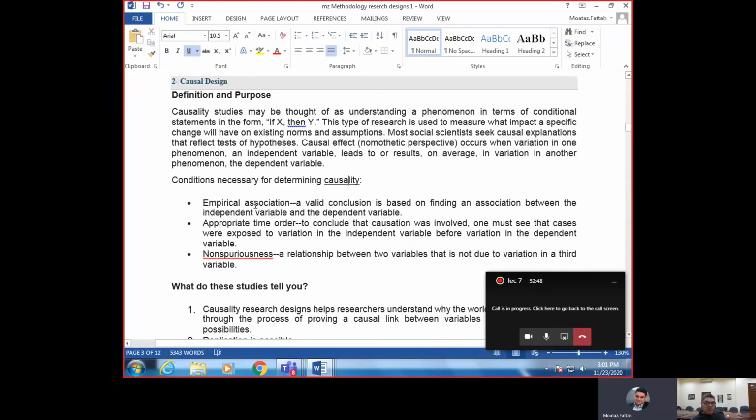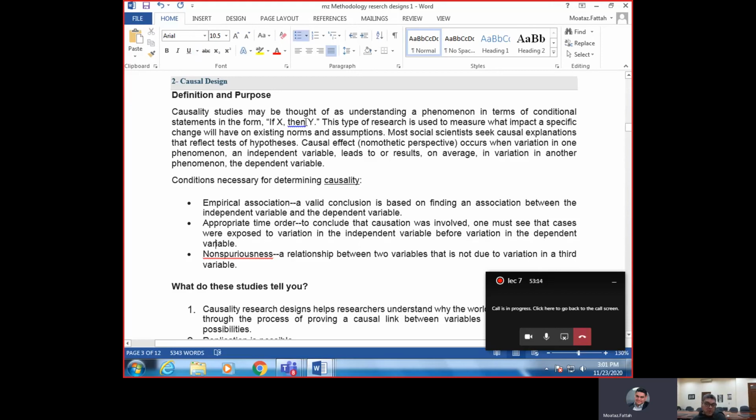You need to show me the empirical association. A valid conclusion is based on finding an association between the independent variable and the dependent variable. As I said, X changed, so Y changed. Appropriate time order is needed to conclude that causation was involved. One must see that cases were exposed to variation in the independent variable before variation in the dependent variable.